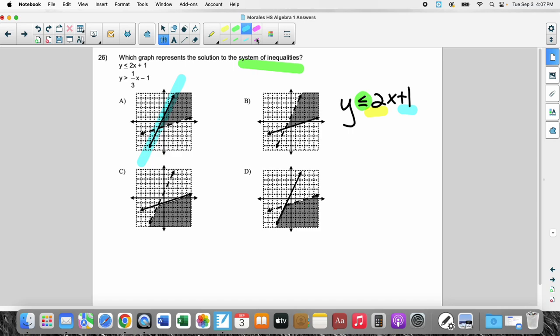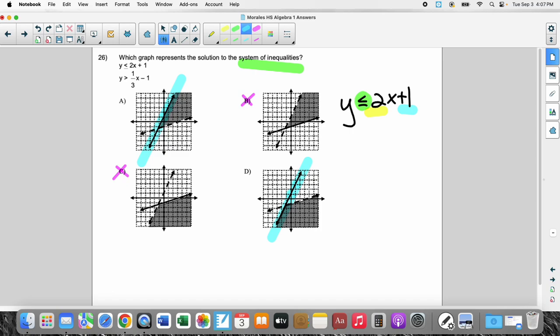That could be one of them. Not B. It is not going to be B because that's a dotted line. It's not going to be C because it's a dotted line. It could be D. It could absolutely. It's a y-intercept of 1 with a slope of 2 and a border that is inclusive. Now we got a C.